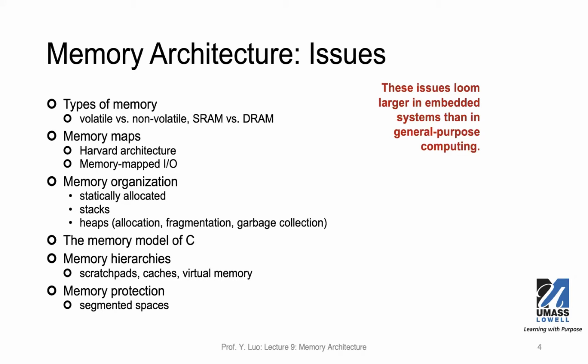Also, we consider memory organization. Some variables or data are statically allocated. Some are allocated in stacks. Some are allocated in heaps. And also related to that, there are different memory models of C programming, and also internally how we organize this memory, caches, virtual memory, etc. And then in a protected environment, we also consider memory segmentation to isolate processes.